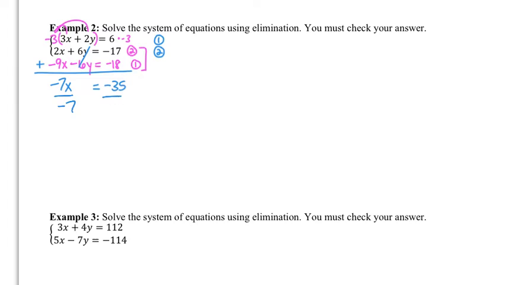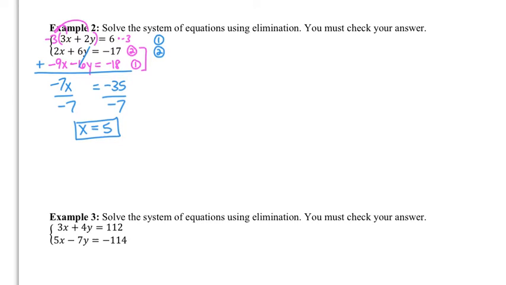Divide each side by negative 7. This is an easy one-step equation now. And we get x equals, use a calculator if you don't know, that should be positive 5. And that's what x is equal to.